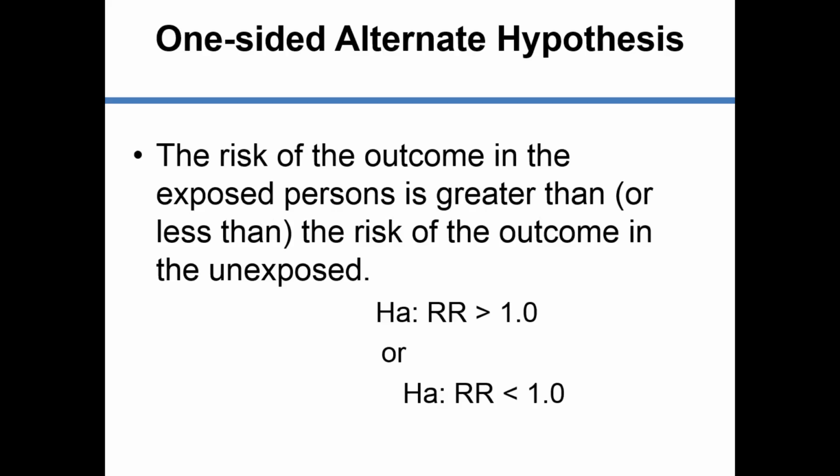Now we have one-sided hypotheses. Oh, it's higher than 1. That means the exposure is bad. Only bad, not good. Can't be good. Won't look at good. Or the alternate is the risk ratio here is less than 1. In other words, the exposure is protective. It's good. It stops you from getting this horrible disease. These are one-sided alternate hypotheses. I prefer two-sided for most applications. Next slide, please.